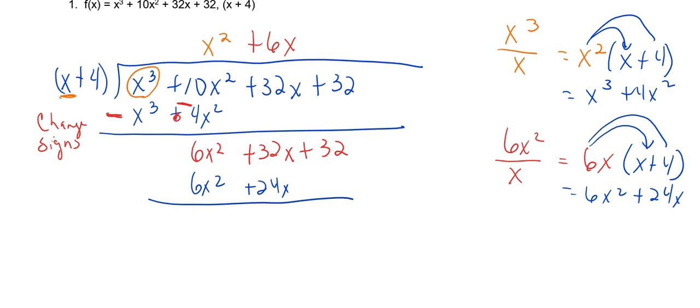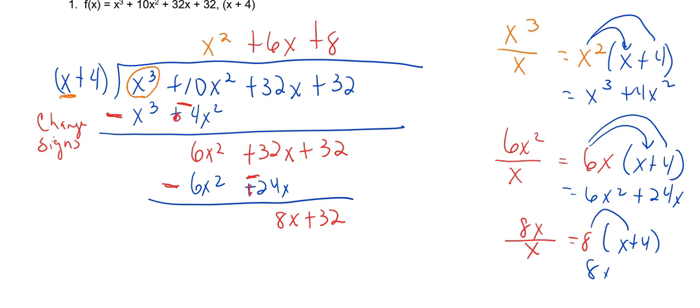So we're going to change our signs here. That means our 6x squareds go away, and that leaves us with 8x plus 32. We're going to repeat the process one more time. So 8x divided by x is going to give us a positive 8. After we record it, we multiply it by x plus 4, and what it gives us is 8x plus 32.